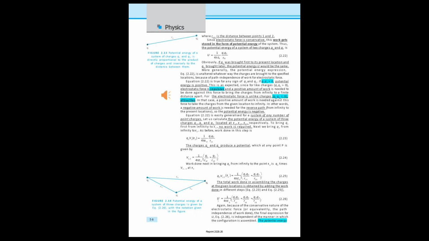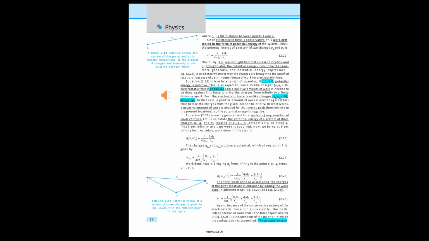Since electrostatic force is conservative, this work gets stored in the form of potential energy of the system. Thus, the potential energy of a system of two charges Q1 and Q2 is given by equation 2.22, that is U is equal to 1 by 4 pi epsilon naught Q1 Q2 by R12. Obviously, if Q2 was got first to its present location and Q1 got later, the potential energy U would be the same. More generally, the potential energy expression, equation 2.22, is unaltered whatever way the charges are brought to the specified locations because of path independence of work for electrostatic force.